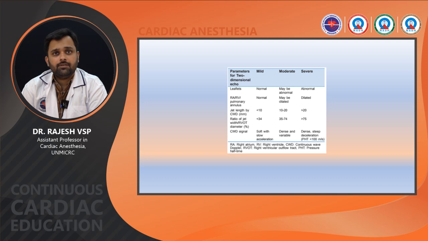These are the parameters used to describe whether the regurgitant lesion is mild, moderate, or severe. First is leaflet, second is annulus, and third is jet length, which can be measured by continuous wave Doppler, and ratio of jet width by RVOT diameter and continuous wave Doppler signal. These are various parameters which can be assessed to know whether the regurgitant jet is mild, moderate, or severe.